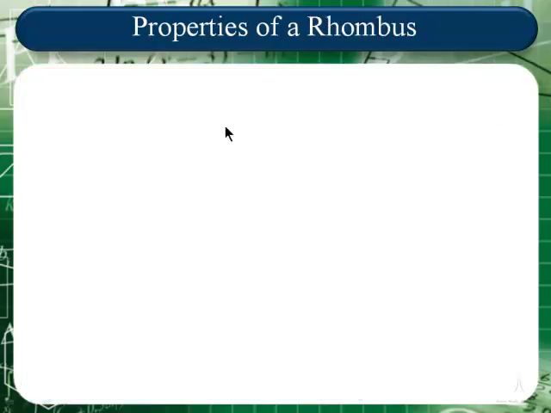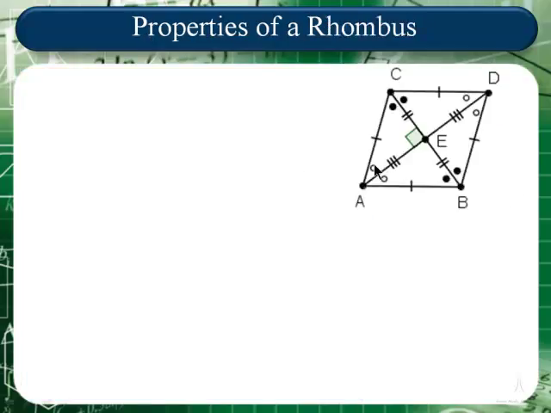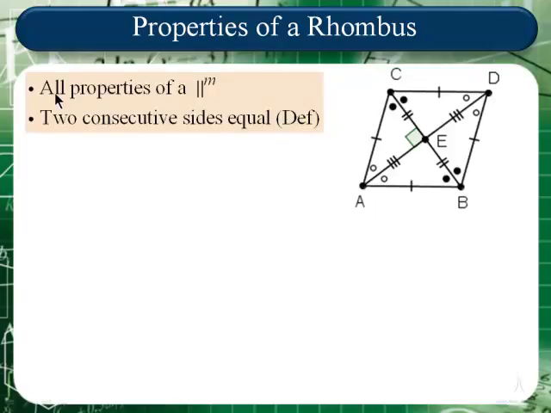We look now at the properties of a rhombus. Now if we summarize all the properties of a rhombus, this is what we will get. Some of them we will know at this stage, some still need to be proved. Firstly, the rhombus must have all the properties of a parallelogram, and in addition two consecutive sides must be equal. So let's see what we know.